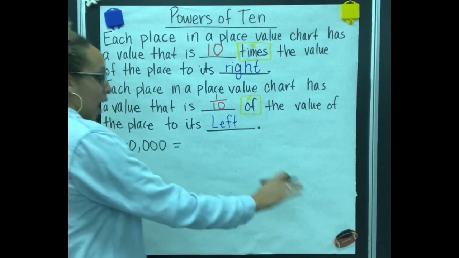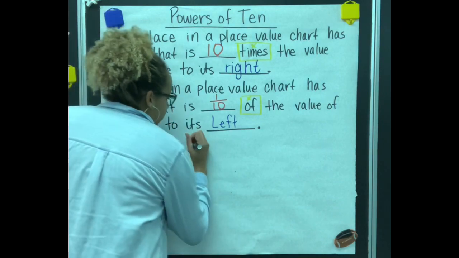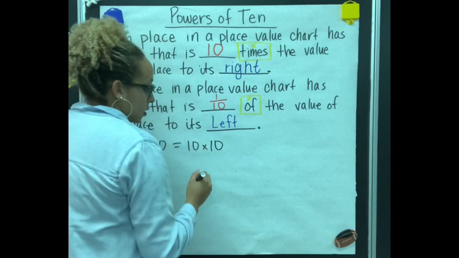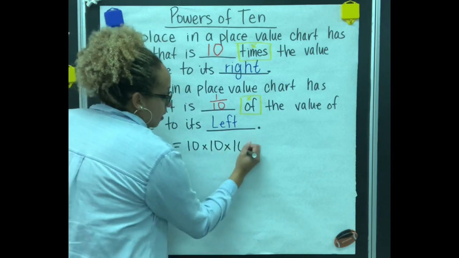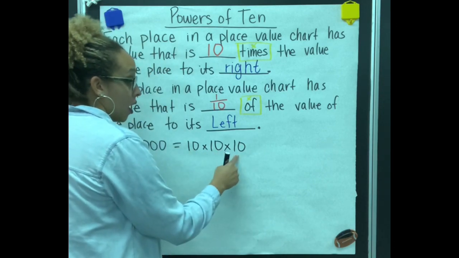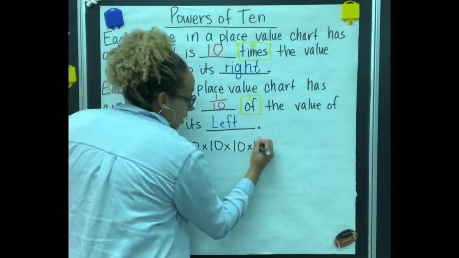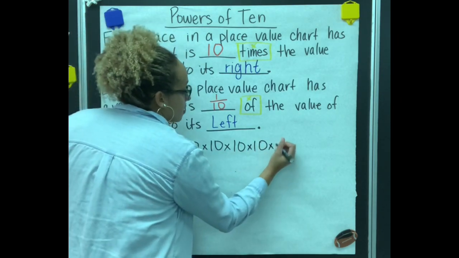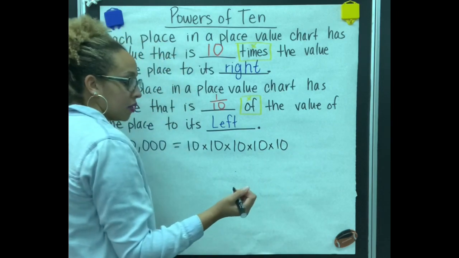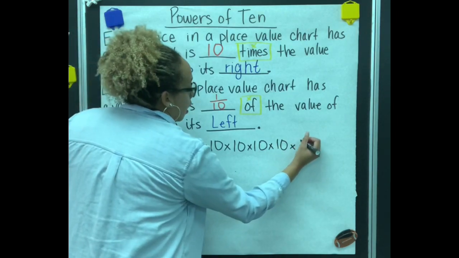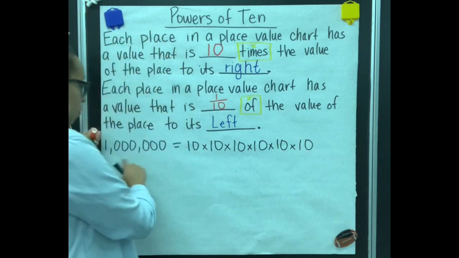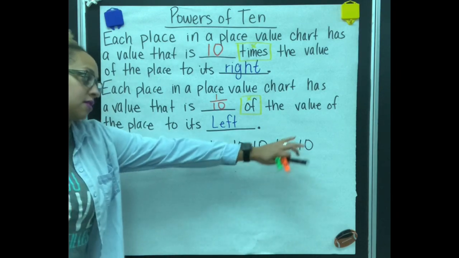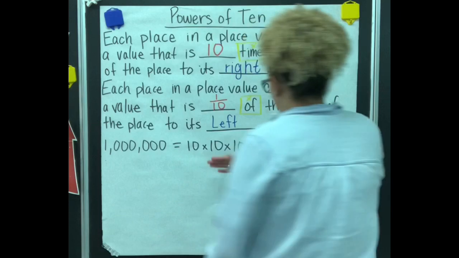So we are going to write out how many times? We have 10 times 10, which is 100. Then times 10, which is 1,000. 1,000 times 10 is 10,000. 10,000 times 10 is 100,000. 100,000 times 10 is 1 million. So 10 times 10 times 10 times 10 times 10 times 10 equals 1 million.